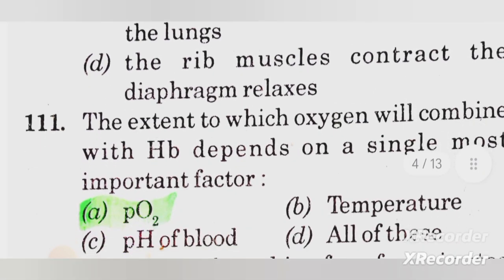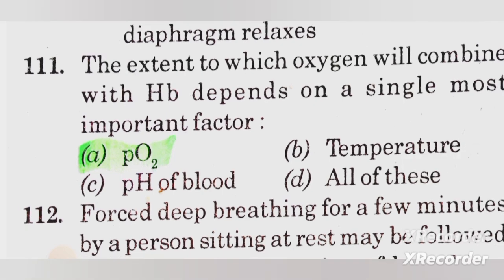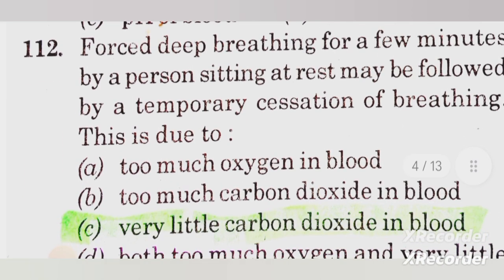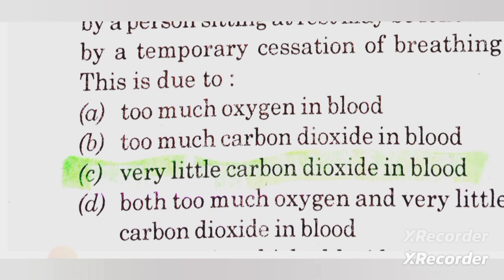Next, 111. The extent to which oxygen will combine with HB depends on a single most important factor. Answer A. PO2. Next, 112. Forced deep breathing for a few minutes by a person sitting at rest may be followed by a temporary cessation of breathing. This is due to. Answer C. Very little carbon dioxide in blood.